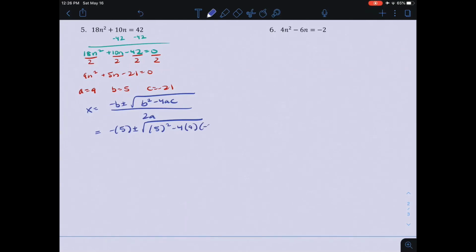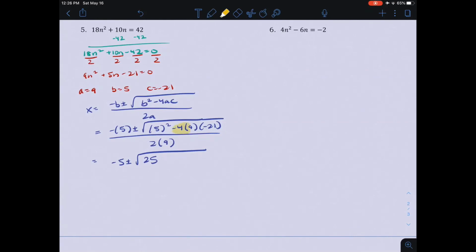A is 9, and C is negative 21. And if you do that carefully, you should get something like this. Now we're going to simplify. So here would be negative 5 plus or minus square root of 5 squared is 25.